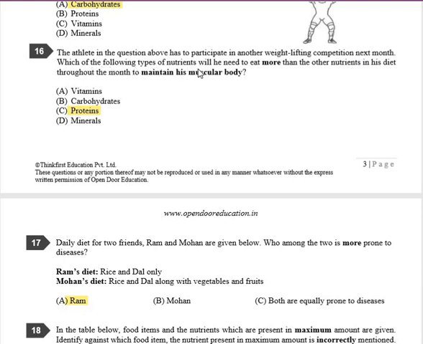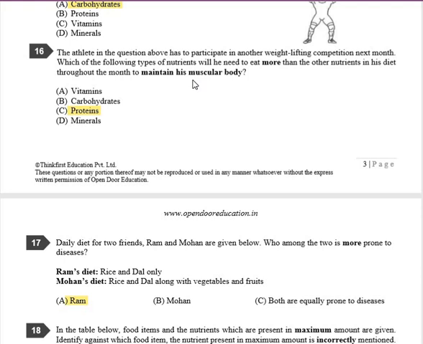Which of the following type of nutrients will he need to eat more than the other nutrients in his diet through the month to maintain his muscular body? So to maintain his muscular body, which nutrient helps in muscle gain? That is protein. So the most appropriate answer will be protein, not vitamins, not carbohydrate, not minerals. So the answer will be protein here.